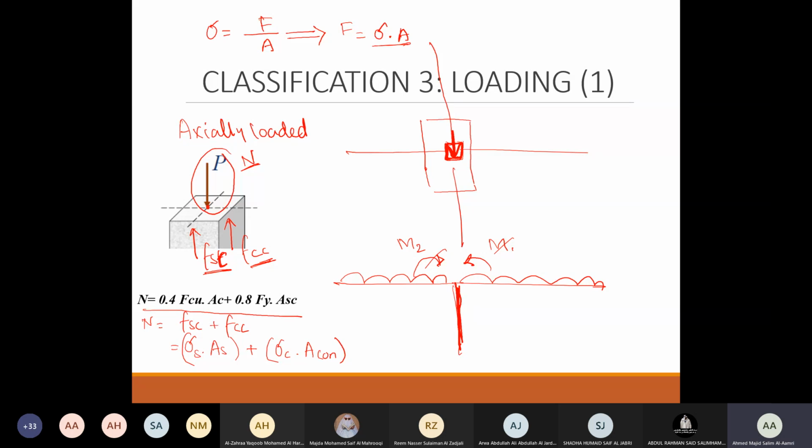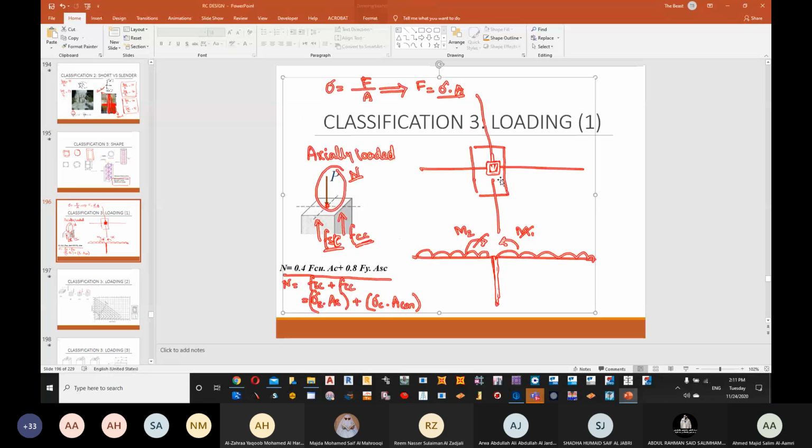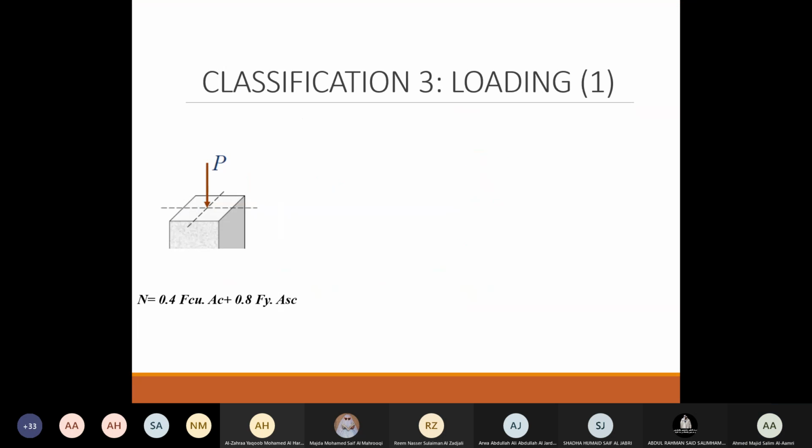Now, what is the stress in steel and what is the stress in concrete? We agreed N is equal to stress of concrete multiplied by area of concrete plus stress of steel multiplied by area of steel. What is the maximum stress of concrete?